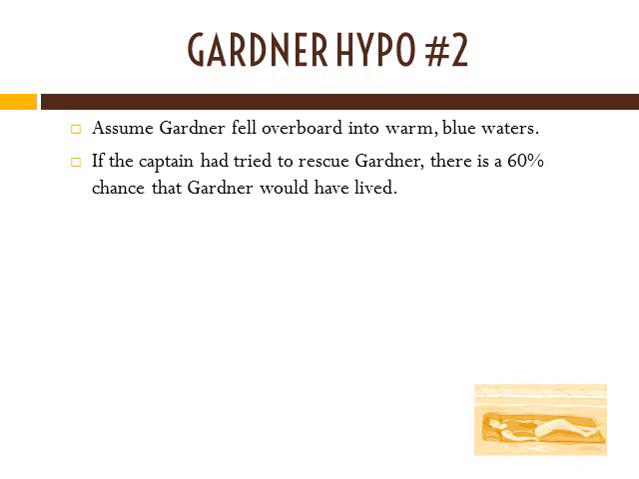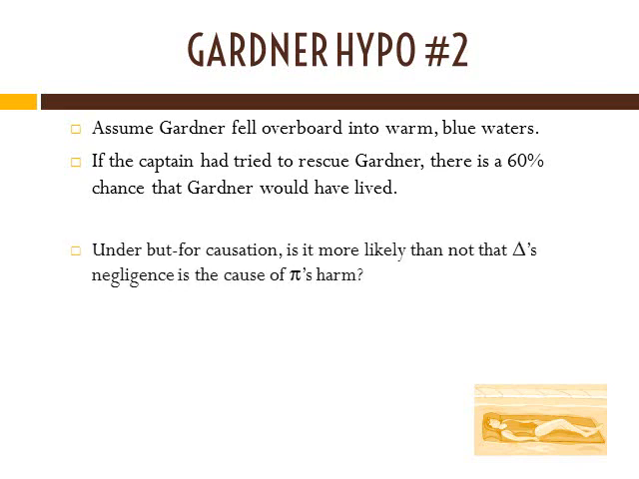Let's say Gardner fell overboard into warm, beautiful blue waters. He's out there, he's enjoying himself. Now, if the captain had tried to rescue Gardner, there's a 60% chance Gardner would have lived. But the captain did not try to rescue him, and so Gardner sat out there in those warm blue waters till he got hungry and thirsty, and he tried to swim home, and he drowned. Under but-for causation, is it more likely than not that the defendant's negligence is the cause of plaintiff's harm?